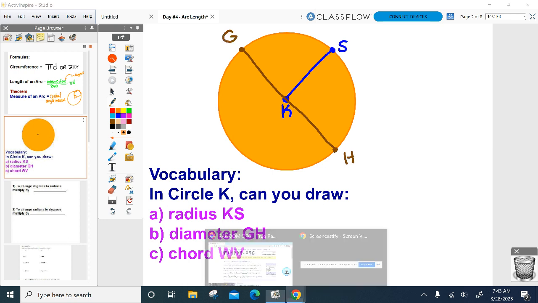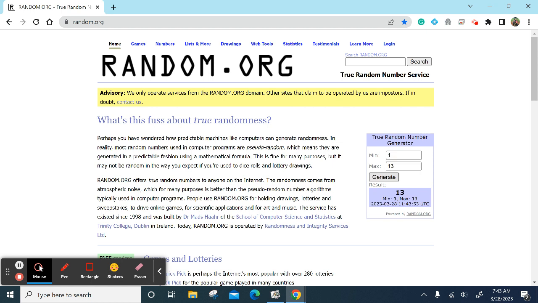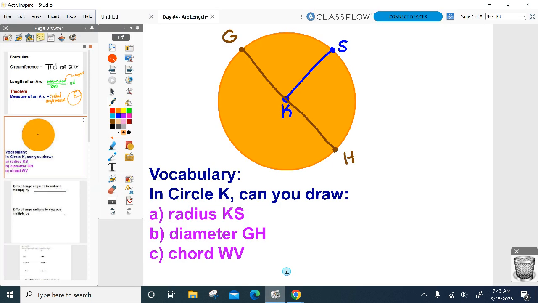And then how about chord WV? Chord WV, how can I draw that? Start on one point on the outside of the circle, and it doesn't have to go through the center, but it can, and then it ends with another point. Nice description. So there's a chord.